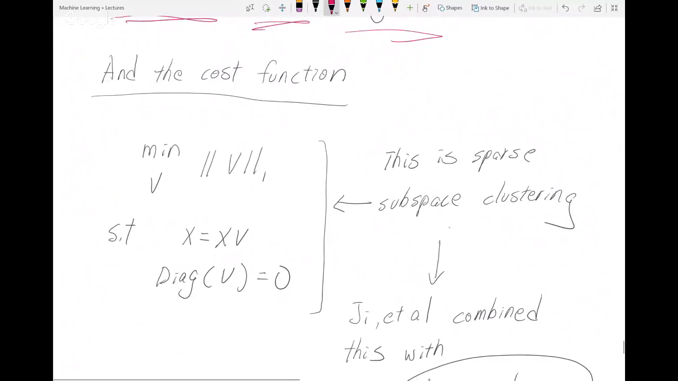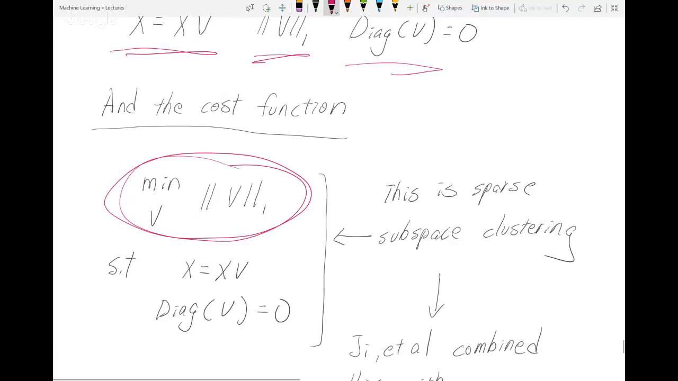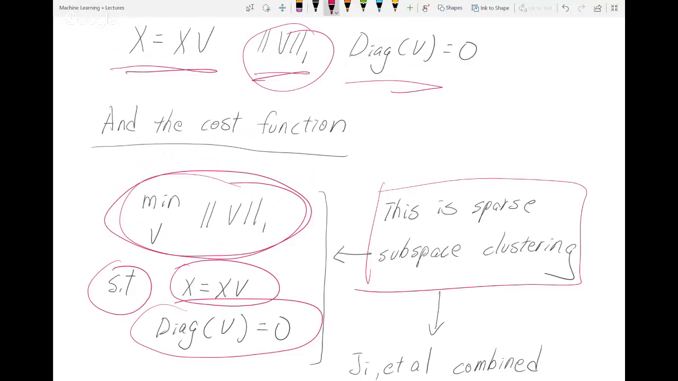Okay, and now we have the cost function. The cost function is that we're trying to minimize the L1, like I said, minimize this, and subject it to x is equal to x times v. Diagonal has to be equal to 0. And this right here is the sparse subspace clustering that we're talking about.